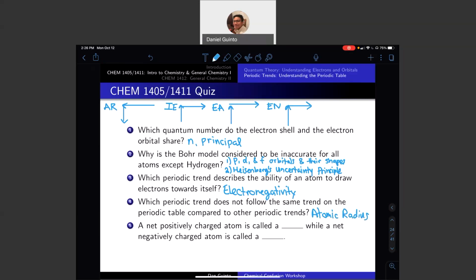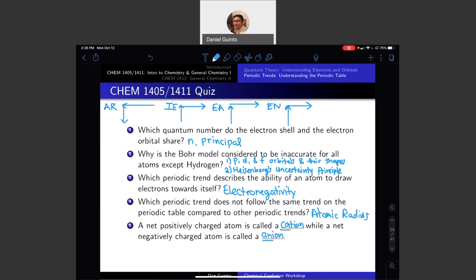And then finally, the next question asks us, a net positively charged atom is called a what, while a negatively charged atom is called a what? So again, from the little mnemonic we learned earlier, a positively charged atom is going to be a cation, while a negatively charged atom is going to be an anion. Remember, cat and an. Those are the biggest hints for you when you're determining those things.